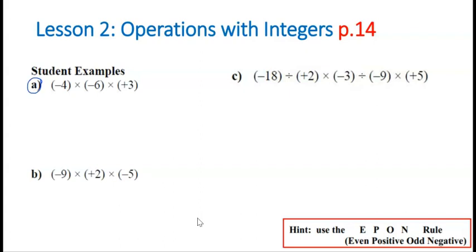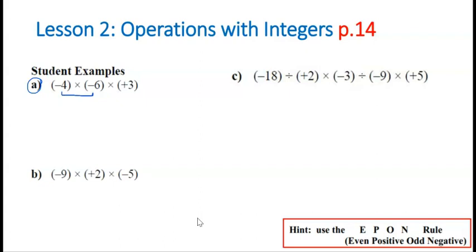Let's look at A. Here I have negative 4 times negative 6 times positive 3. So I'm going to work this chain left to right, but I could also use EPON if I wanted to. But I'm going to go ahead and just multiply the first two integers. But I could multiply backwards, take any two. I can do it any which way.